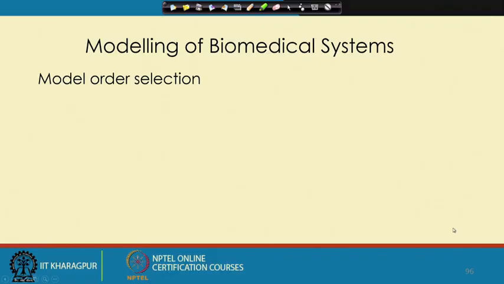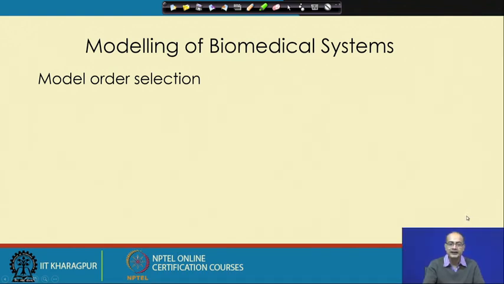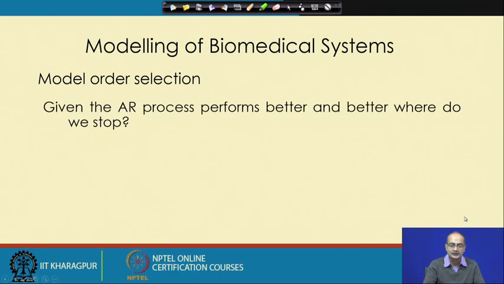Now we come to another important question: how do we select the model order? Given that the AR model performs better and better, where do we stop? We can put it also this way: as we keep on increasing the model order, say using the Levinson-Durbin algorithm or any other technique, the error becomes less, so when can we say it is the right time to stop to avoid overfitting?